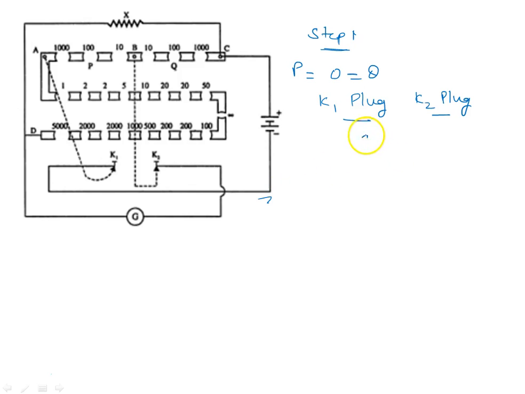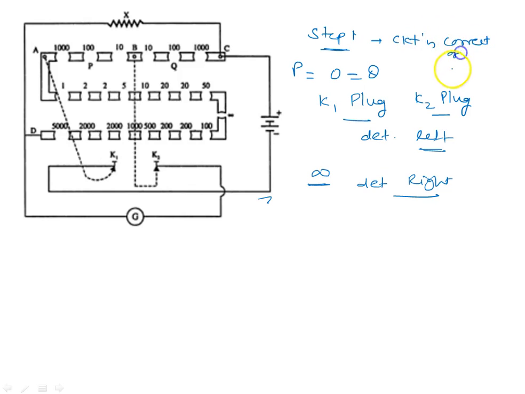Suppose the deflection is towards the left, like this. Then we plug the infinity key from this branch. If the deflection reverses, the deflection goes to the right, it means our circuit is true, because we are able to get the null point. So the first step is to check the correctness of the circuit, whether the circuit is correct or not. This is the first step.